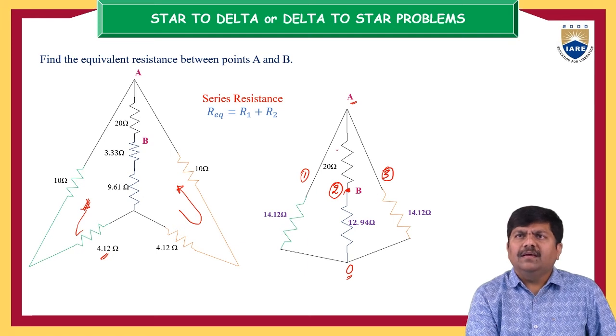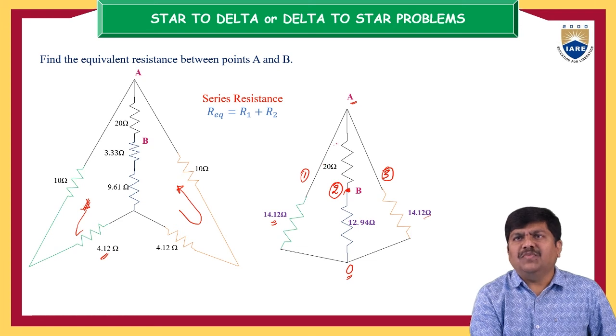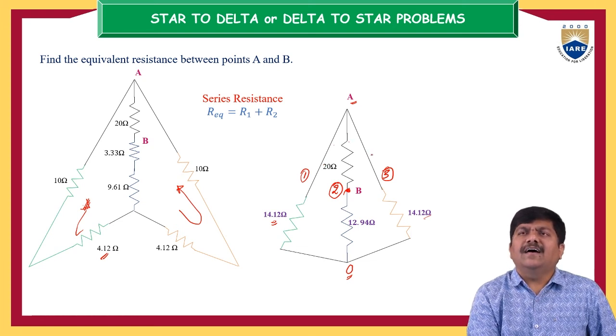Now if you could see, A and O are connected by means of 14.12, like branch 1. Similarly, A and O are connected by means of 14.12 as shown in the third branch. And A and O are connected by means of A and B, and again B and O. A and B with 20 ohm, B and O with 12.94 ohm. So what I want to convey to you is A and O are connected in three different branches. So it means branch 1, branch 2 and branch 3 are said to be in parallel to each other.